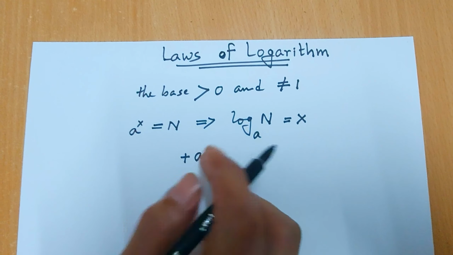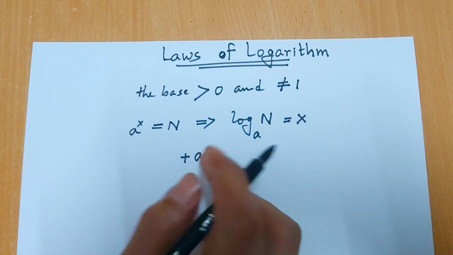So the first law is multiplication law. The first law says log of x times y to the base a equal to log of x to the base a plus log of y to the base a. You see, in the bracket there are two numbers multiplied and they are added separately with the log of the same base.